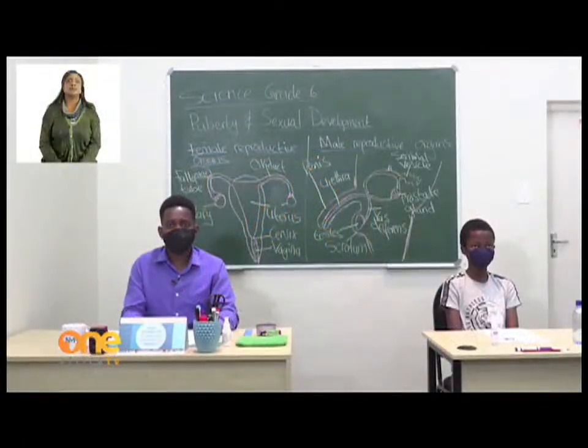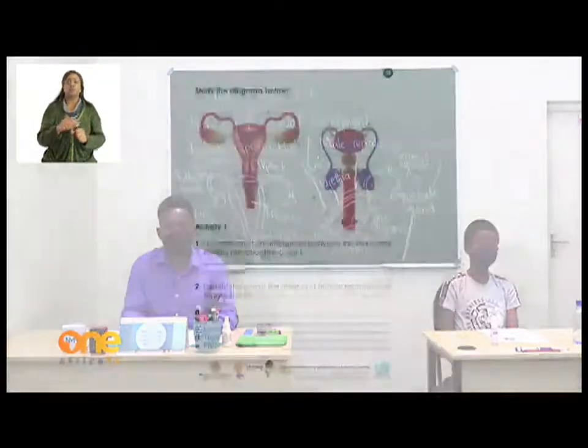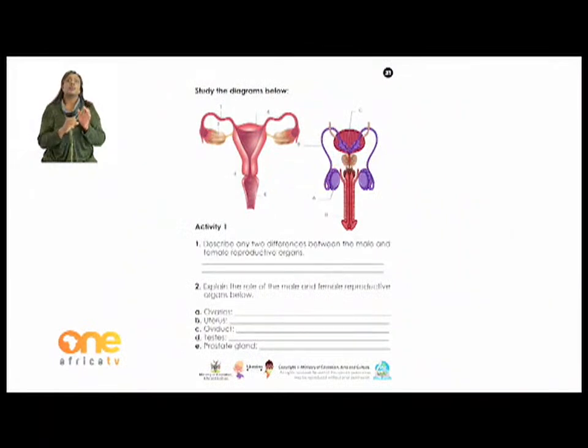Let us now turn to page 21. On page 21, we have your Activity 1, and here are your instructions for completing this activity. The first thing you need to do is study the diagrams that are provided for you. Once you have studied them in reference to today's lesson, only then can you complete this activity 1.